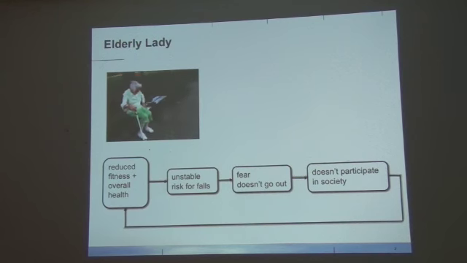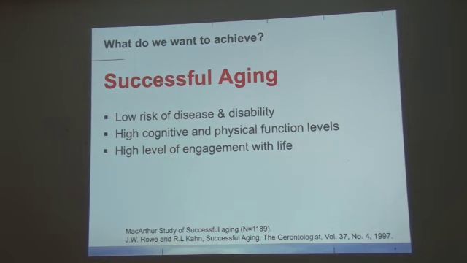What do we want to achieve? I think the goal must be to find new ways to support the elderly in their aging process, leading them to successful aging. Successful aging can be described by its three main components, which are low risk of disability and disease, high cognitive and physical function level, and high level of engagement with life.